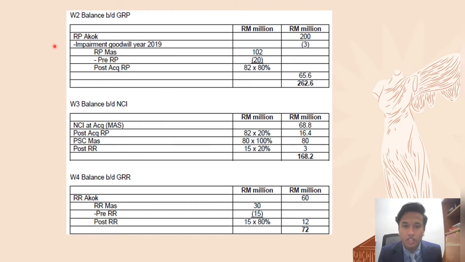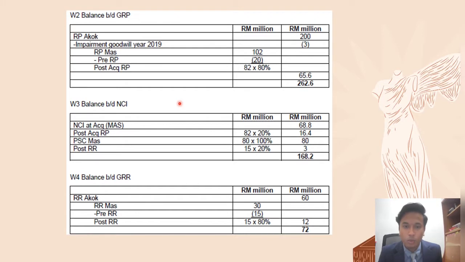For working 2 until working 4 are the balance brought down of GRP, NCI and GRR. What are the items under the calculation of balance brought down? For GRP, we will have RP of ACOB 200s. We minus any prior year adjustments. So we minus impairment goodwill year 2019, 3 millions. And we will add post-acquisition RP of Mas, 82 millions times 80% before the second acquisitions. We will get 262.6 million for GRP.